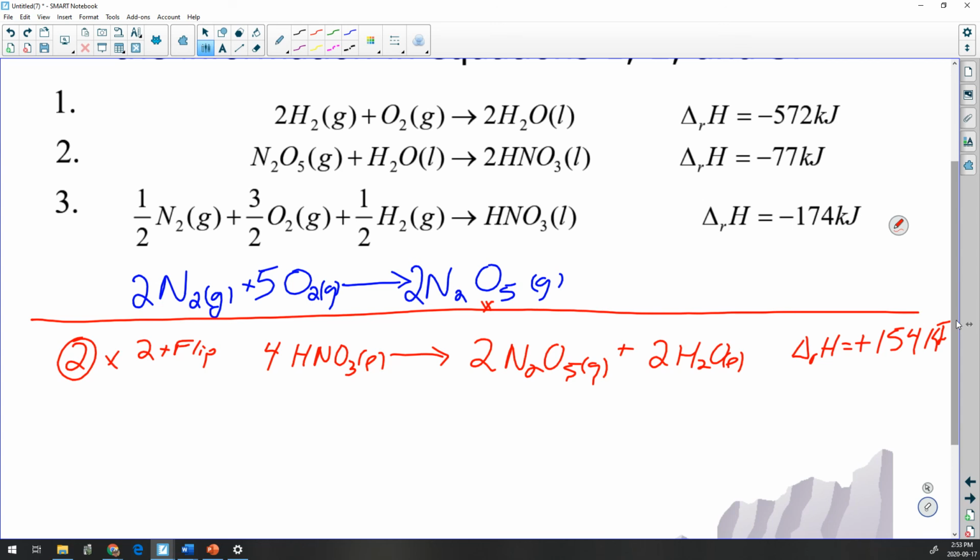Now, as I said, leave the oxygen till the end. We need 4 nitrogens. Okay, well, let's just take equation number 3, multiply it by 4.